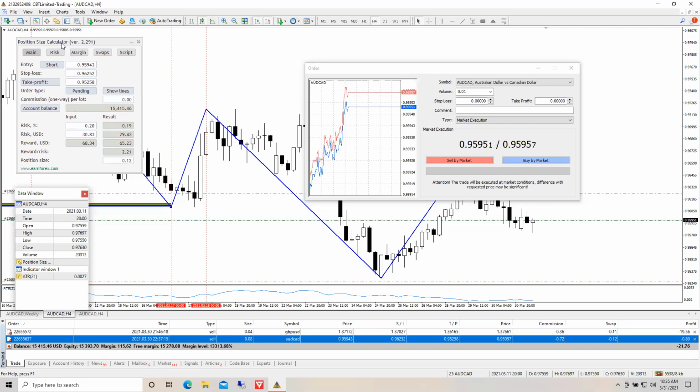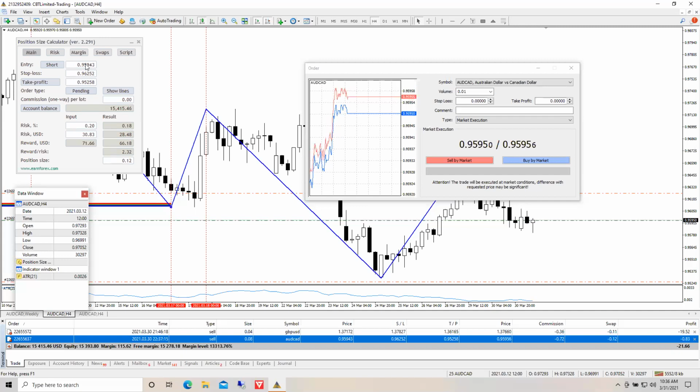Now, coming back to our question on order types, what do we use? Well, the nice thing about this is that you only need to determine whether you're going to be doing an instant execution, which is market execution, or pending. Because depending on where you put your entry number up here, the position size calculator will automatically know whether it is a limit or a stop order.